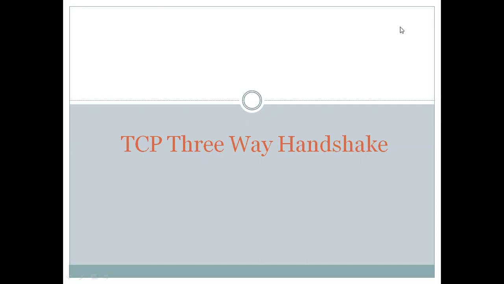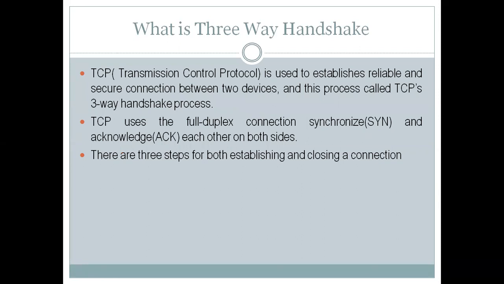In the next slide, there is the definition of the TCP three-way handshake process. What is the three-way handshake? The three-way handshake of TCP, Transmission Control Protocol, is used to establish a reliable and secure connection between two devices, and this process is called the TCP three-way handshake process. TCP uses a full duplex connection, synchronizing, sending, and acknowledging each other on both sides. There are three steps for both establishing and closing a connection.